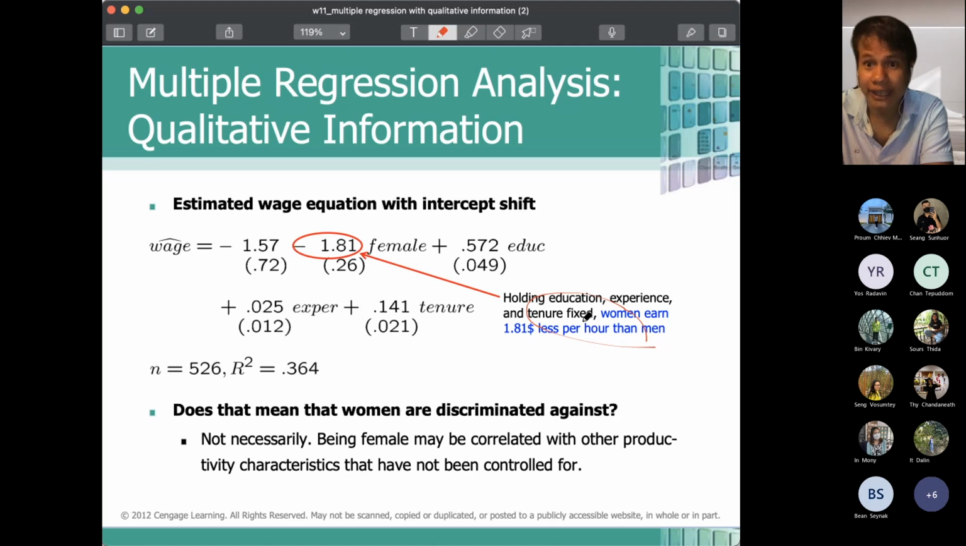Following me, guys, about the interpretations? So if you use a dummy variable, all right, always compare the category equal to 1 with the base category, which is equal to 0. And that is the difference, right? Less than or higher. But because here the coefficient is negative, meaning that female earn less than male. Right?